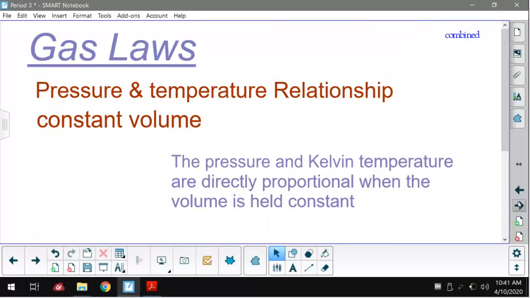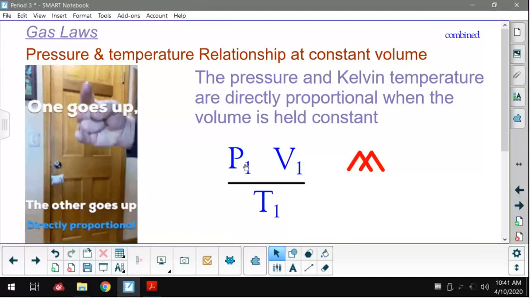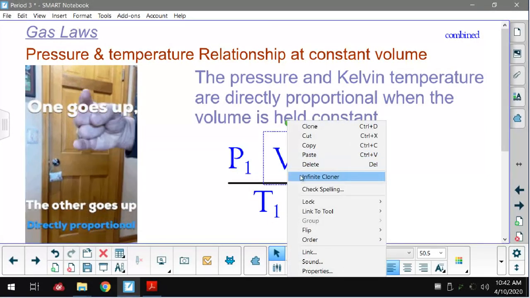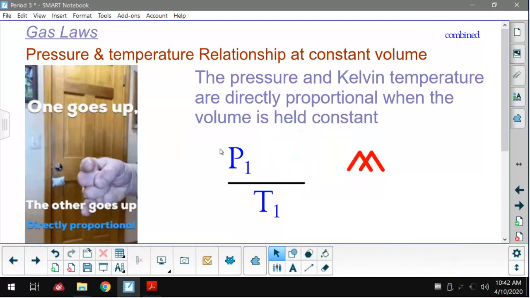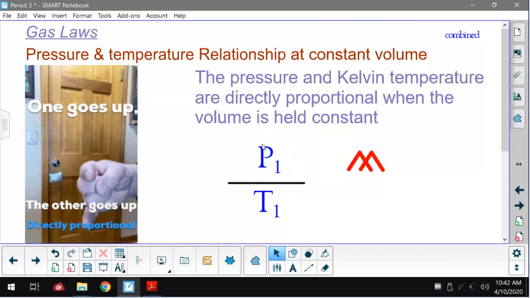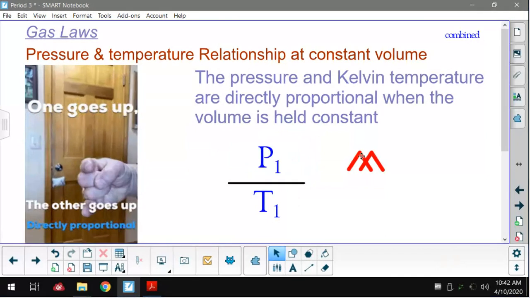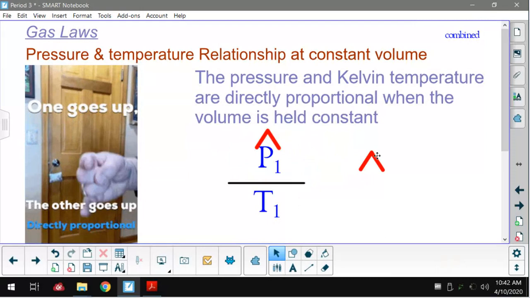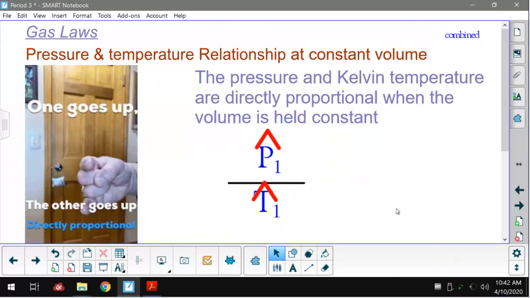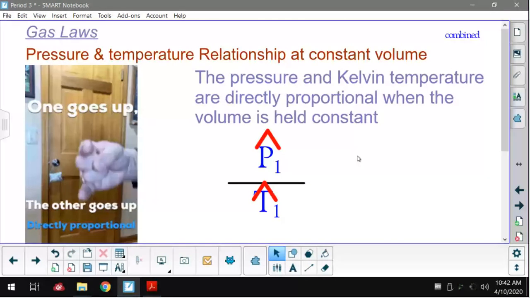The last relationship is called the pressure and temperature relationship, also called Gay-Lussac's relationship. This is where we have constant volume. This is just the other last choice of this. This is where the pressure and temperature are directly proportional when volume is held constant. So again, we take volume out of this equation. So take out volume, delete that. All right. And so now we have pressure directly over temperature. So if one thing is directly over the other, as one goes up, the other one goes up. Pressure and temperature are directly proportional. As one goes down, the other goes down directly.